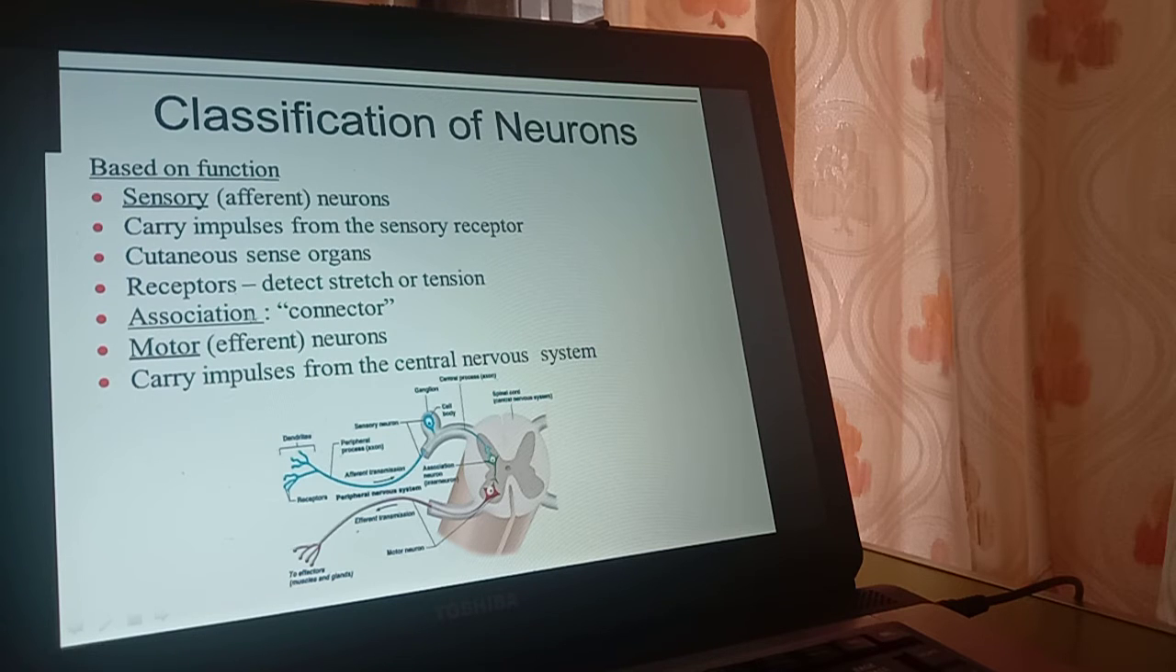Then we have the association neurons, known as the connector, and motor neurons, which are known as the efferent neurons, which carry the impulses from the central nervous system to the different parts of the body. So this red one is the motor, the efferent, and the blue one is the afferent, which is the sensory. From the receptor, it carries the information via the spinal cord to the brain, and from the brain the information is carried to the different effector organs.